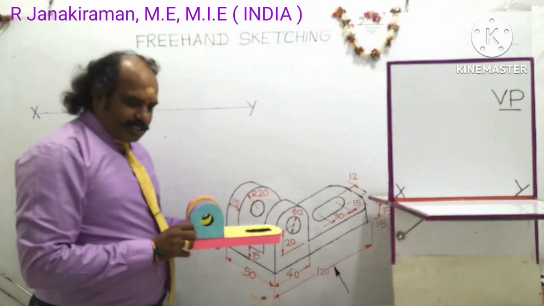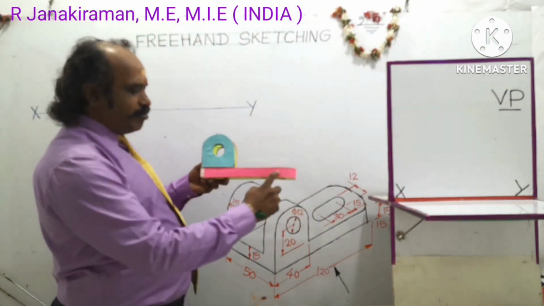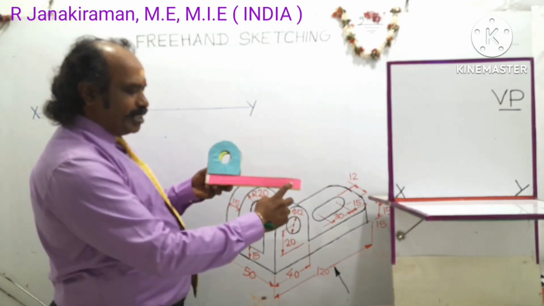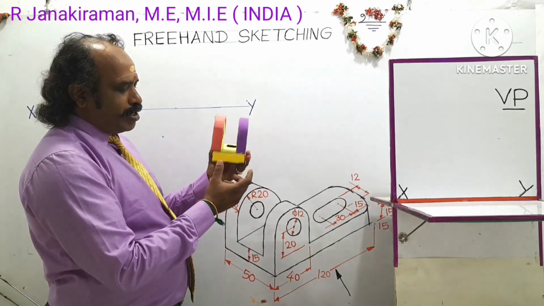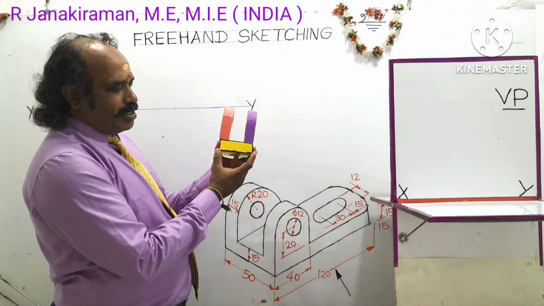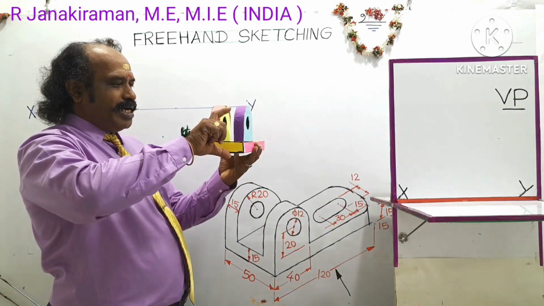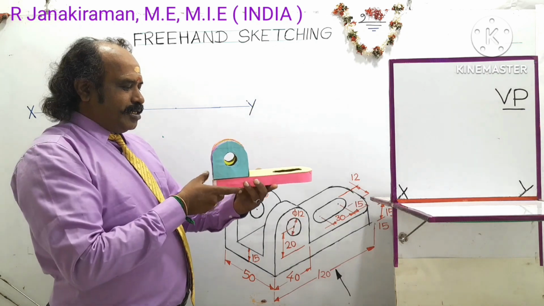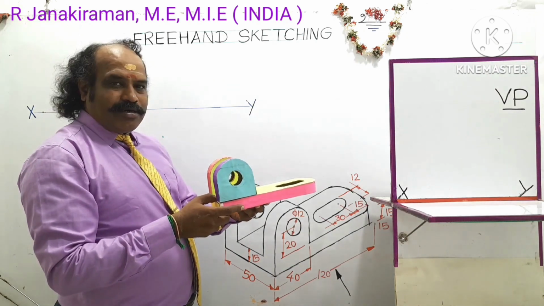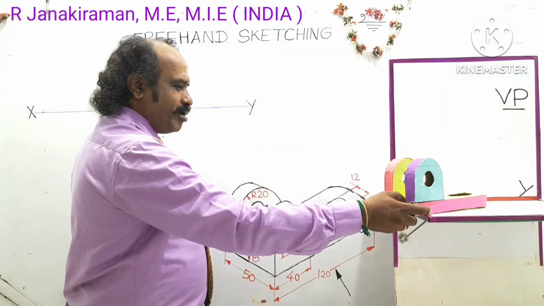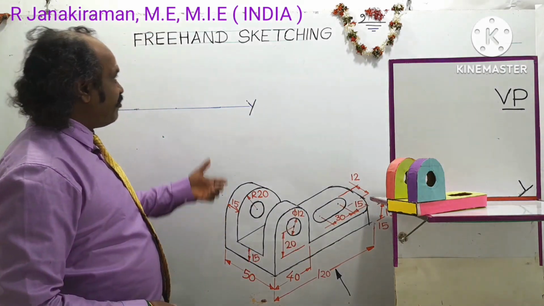So consider the object. This is the length of the object, shown in pink color. This will be the length of the object. This yellow color surface on the base is called the breadth of the object, and this will be the height of the object. This solid model is used to explain the concept of freehand sketching.